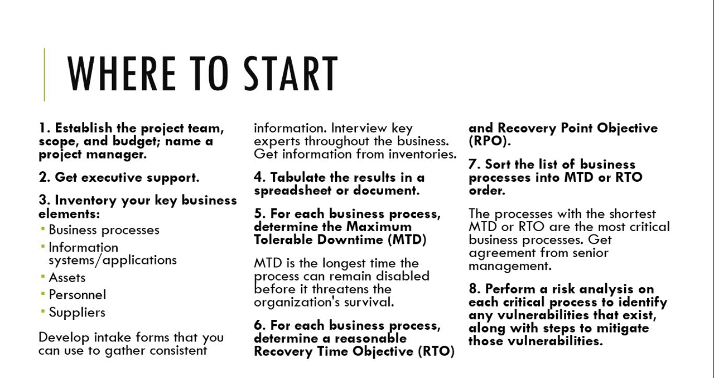Number 6. For each business process, determine a reasonable recovery time objective, or RTO, and recovery point objective, RPO. 7. Sort the list of business processes into MTD or RTO order. The processes with the shortest MTD or RTO are the most critical business processes. Get an agreement from your senior management.